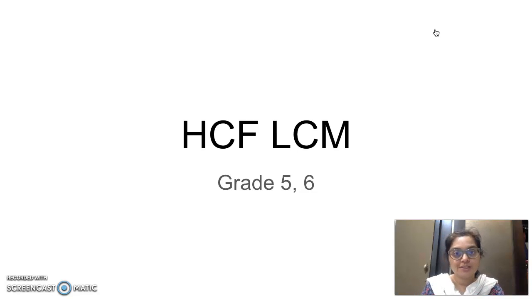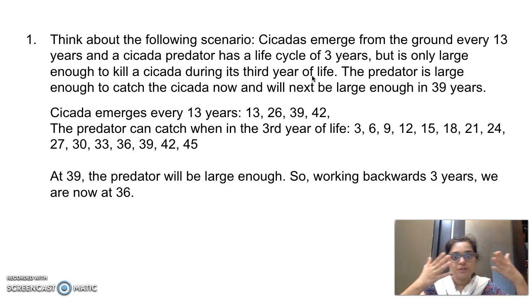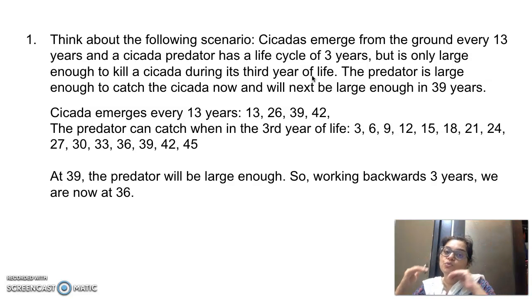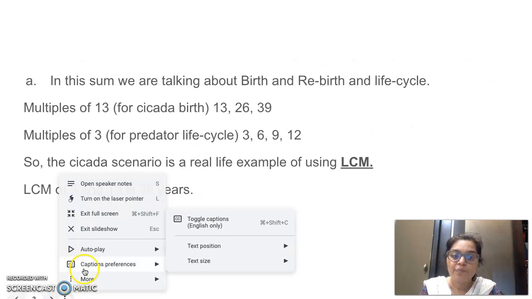Yeah, so we go on to the sum. Think about the following scenario. Cicadas emerge from the ground every 13 years and a predator has a life cycle of 13 years, but it is only large enough to kill it during its third year of life. So even though the predator is in its first year, second year, it is only at the time of the third year that it will actually kill it.